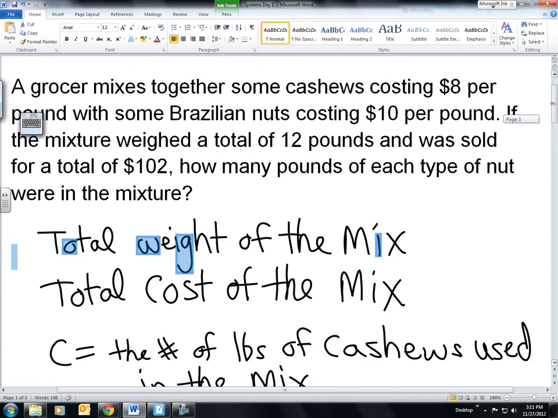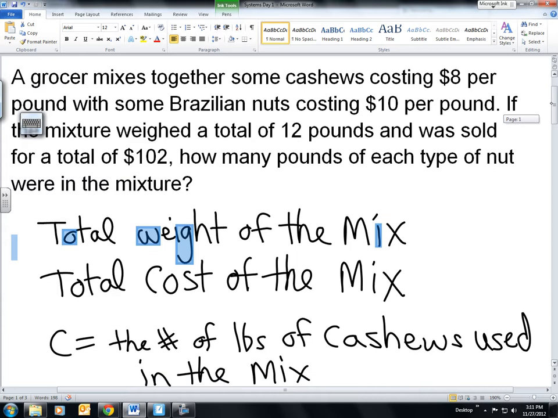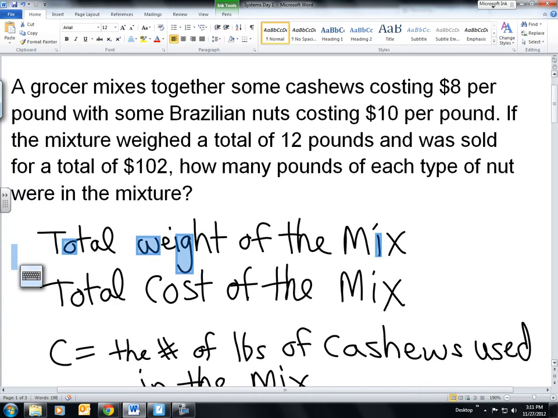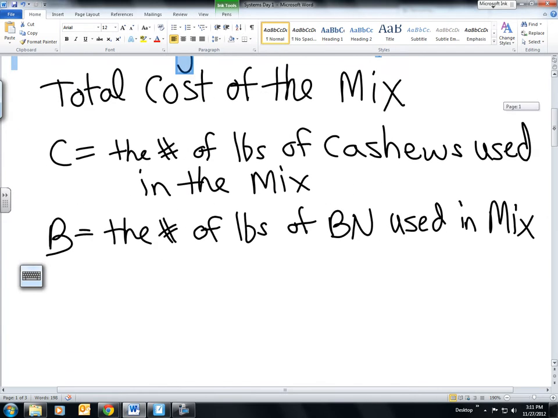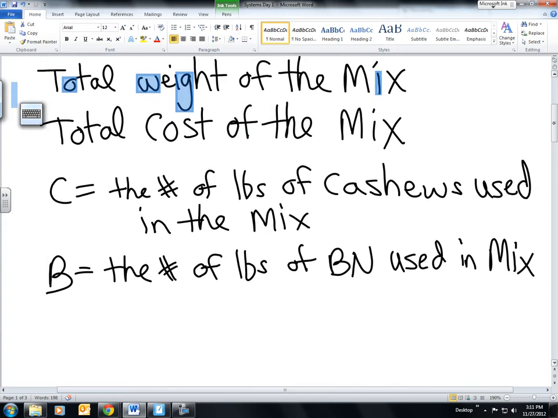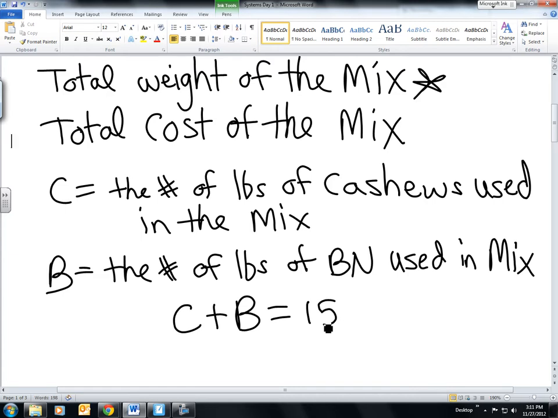We need to find how many pounds of Brazilian nuts were used, and how many pounds of cashews were used. So let's go ahead and write an equation then for the total weight of the mixture. So here, total weight of the mixture, we're going to say is C plus B equals 15 pounds. Oh, I'm sorry, 12 pounds. So that would be the total weight of the mixture.